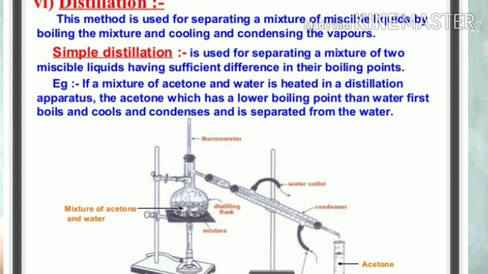Now we'll see the simple distillation technique. Simple distillation is used for separating a mixture of two miscible liquids having a difference in their boiling point. Example, if a mixture of acetone and water is heated in a distillation apparatus, first acetone, which has a lower boiling point than water, boils, and then it comes through the condenser and cools, and it's separated from the water because they differ in their boiling point.